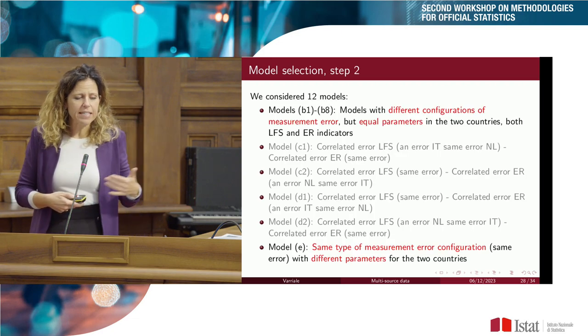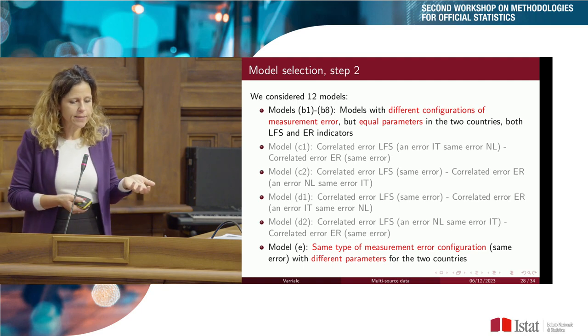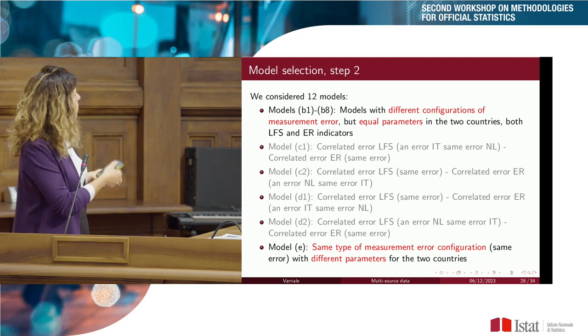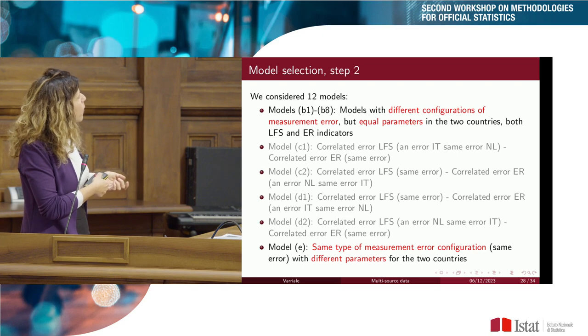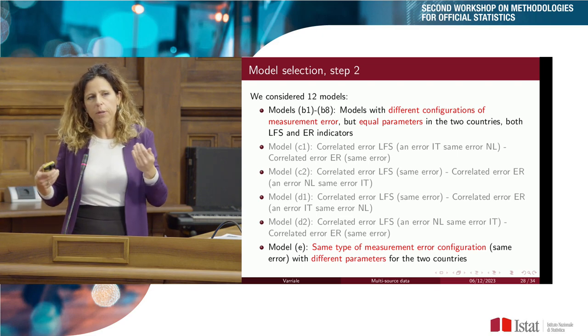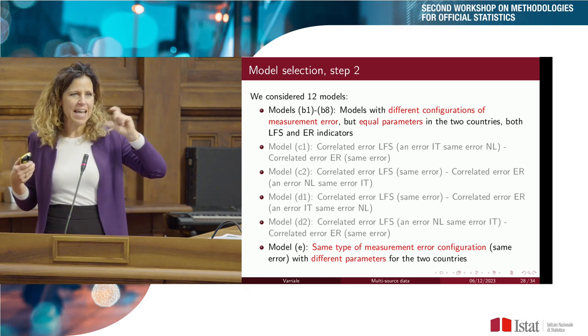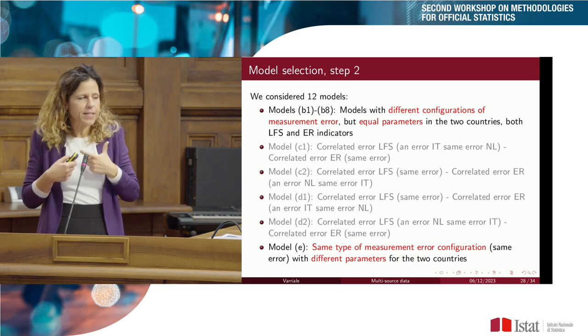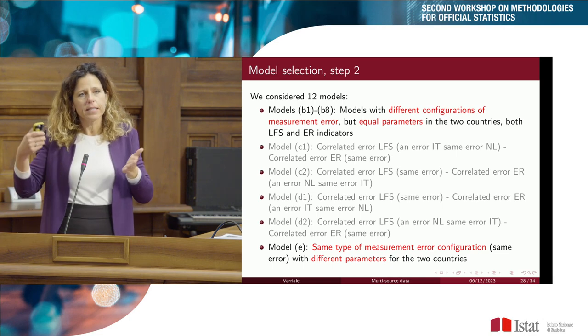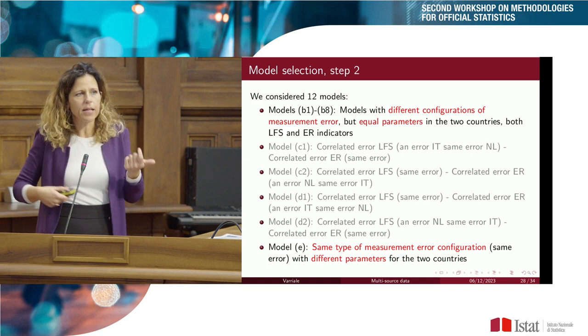Then in the second step, we estimated many different models. I just arrive at the end, where you see model E, in which we have the same type of configuration of the measurement part in the two countries, but with different intensity. So we are assuming that we have the same parameters, but that these parameters can have a different strength in the two countries.